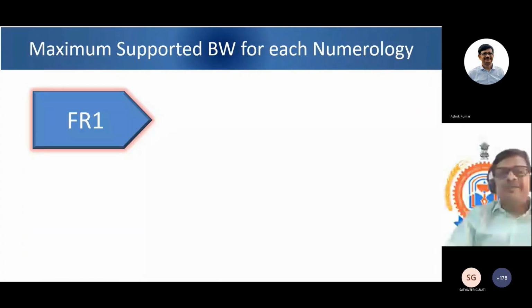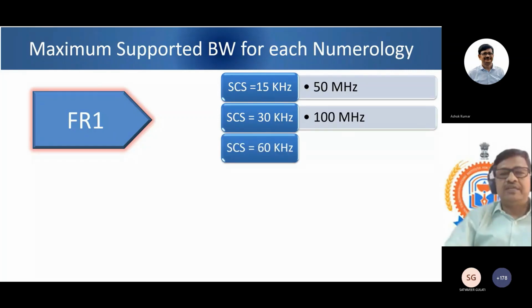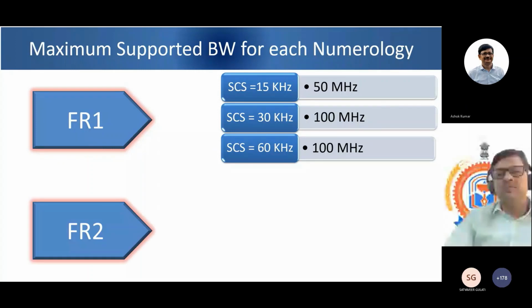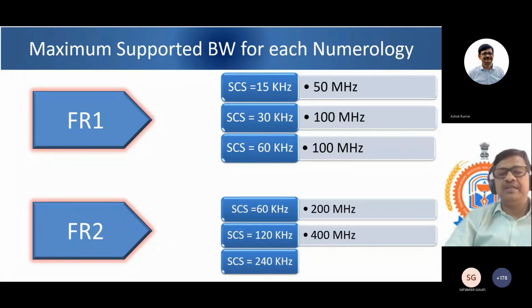Okay, so to summarize this, in FR1, subcarrier 15 kilohertz will go up to 50 megahertz, 30 kilohertz will go up to 100 megahertz, and 60 kilohertz will go up to 100 megahertz. In FR2, we use 60 kilohertz subcarrier spacing, we go up to 200 megahertz. With 120 kilohertz, we go up to 400, and with 240 also, we go up to 400.